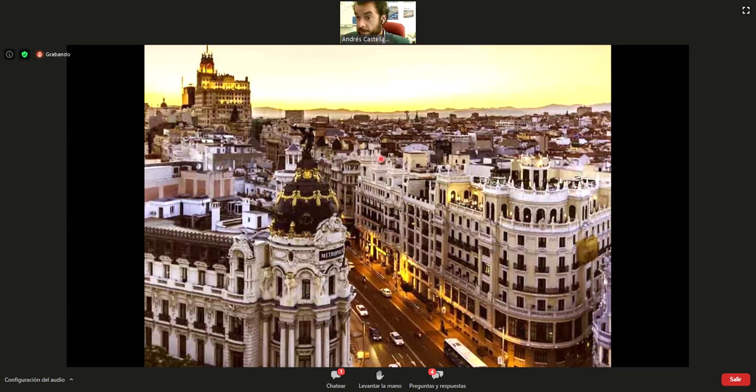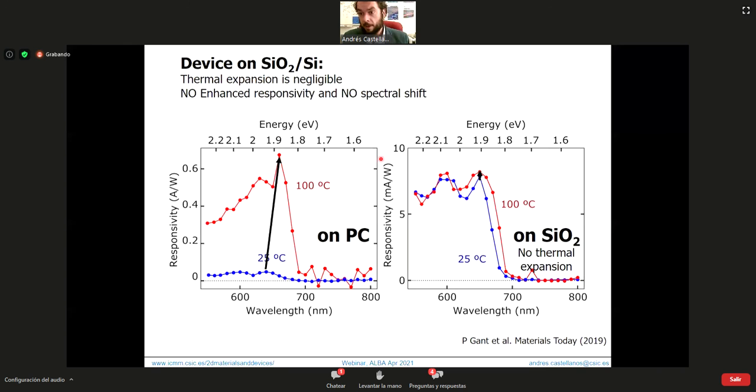So indeed, the best thing we can do is fabricate devices, the very same geometry device, on 2 different substrates. One substrate is our polycarbonate that has large thermal expansion, and the other substrate is silicon oxide that has negligible thermal expansion in comparison with polycarbonate. And then we subject these 2 sets of devices to the same temperature cycling, and therefore we can try to disentangle these 2 effects. Okay, so this is what we do, but it's not perfect.